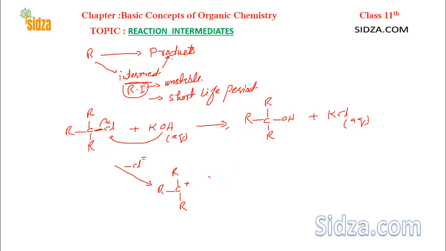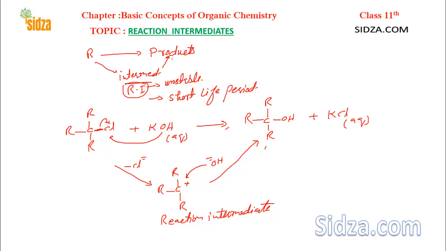And then in the next step, the hydroxide group, OH negative ion, attacks it, and you get alcohol. So this is an intermediate here, right? This particular carbon with the positive charge, which is called a carbocation, is a reaction intermediate. So we can say here that reaction intermediates are very short-lived species which are formed during the reaction and also consumed during the reaction.